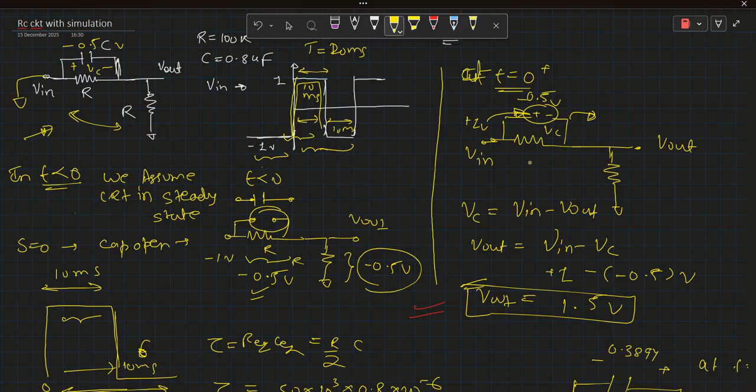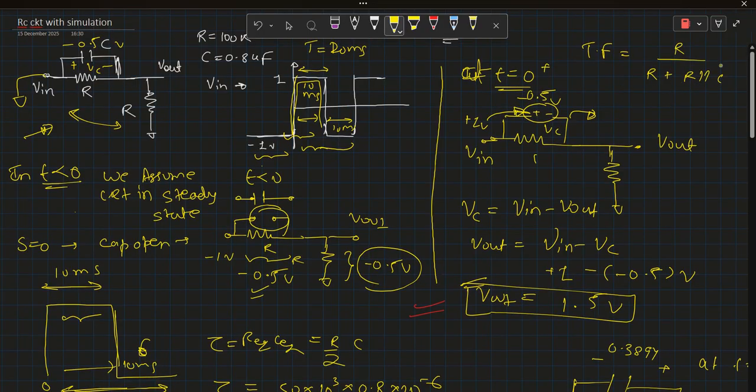If we calculate the transfer function of the circuit, the transfer function for this circuit is R upon R plus the parallel combination of R and C. If we expand this transfer function, we will get to know that this circuit is a high pass filter. What does a high pass filter do? High pass filter will pass the high frequency and attenuate the low frequency.